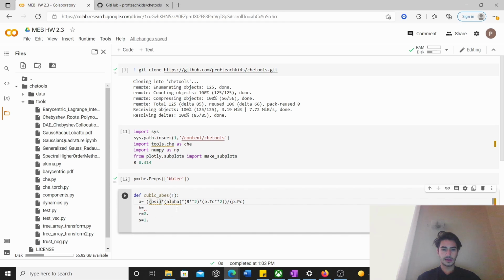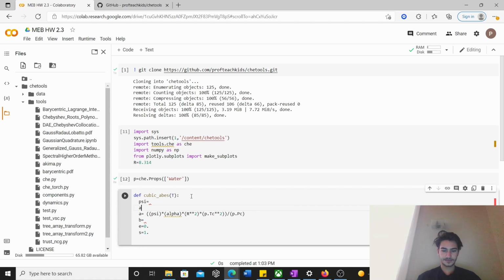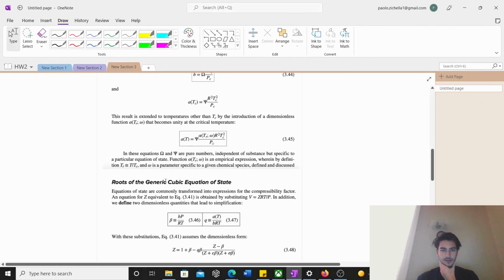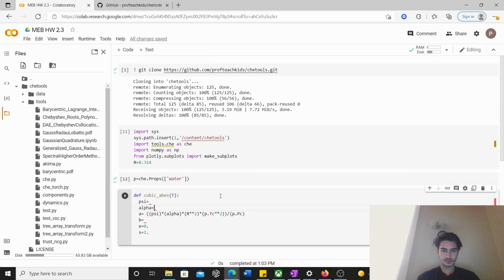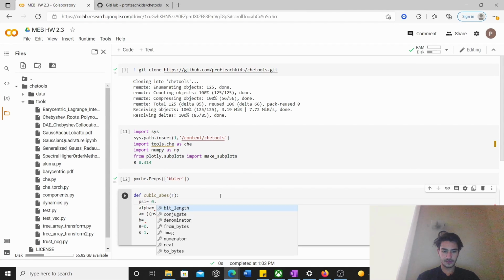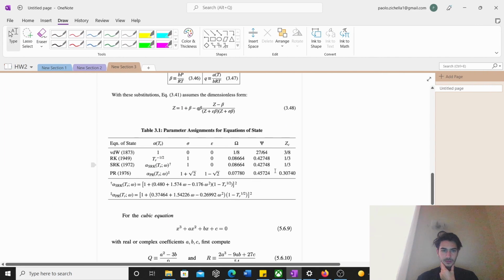So now we also see that we have two other unknowns aside from psi and alpha. We're going to have to give those some values. If we go back over here to our table, we see that we are given these values. For psi, the SRK constant is 0.42748. So we go ahead and put that in. So psi is equal to 0.42748.